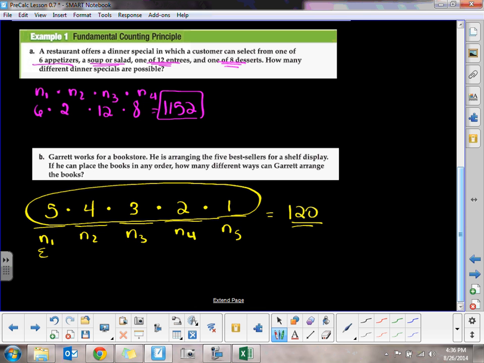This is an example of using the fundamental counting principle along with independent and dependent events. I didn't allude to it the first time, but the restaurant problem was an example of independent events. Once we choose our appetizer, it does not affect our choices for soup and salad. But in Garrett's example, once you choose a book, it does affect how many choices are in your next event, and so on. So that's independent and dependent events with the fundamental counting principle.